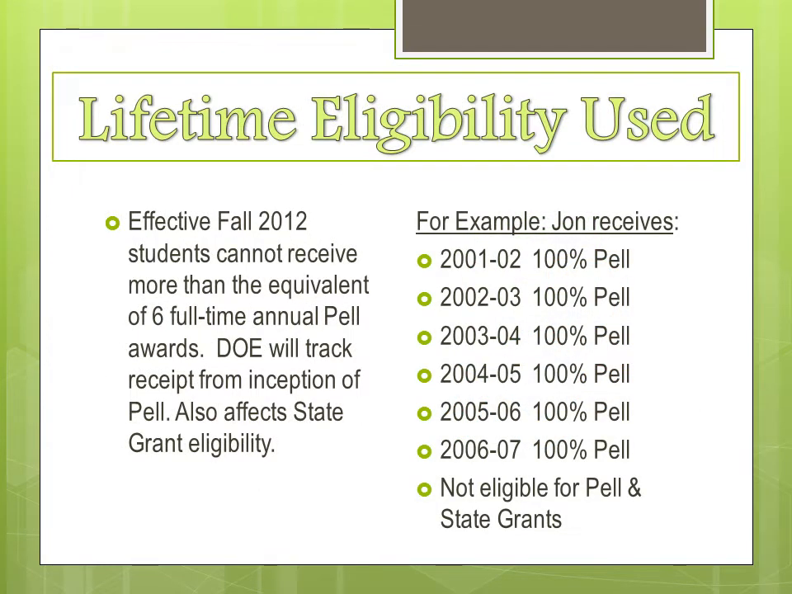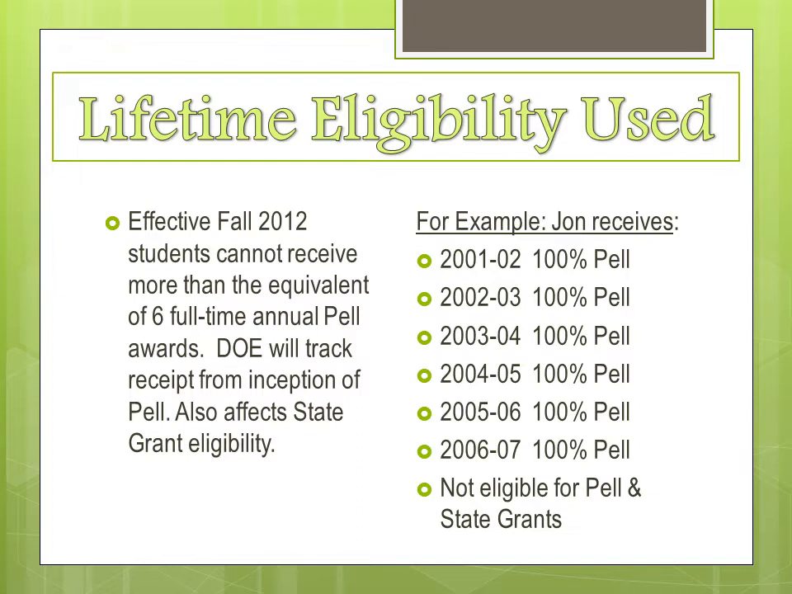Lifetime eligibility used. Effective fall 2012, students cannot receive more than the equivalent of 6 full-time annual Pell Awards. The Department of Education will track receipt from the inception of Pell, and this also affects state grant eligibility.